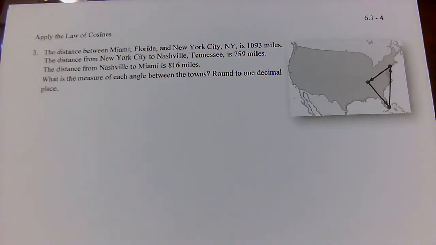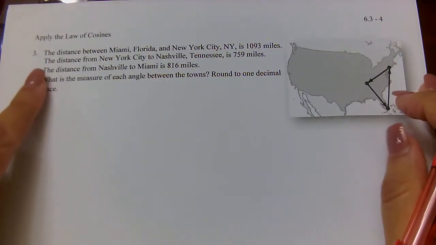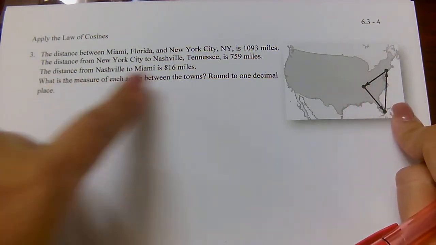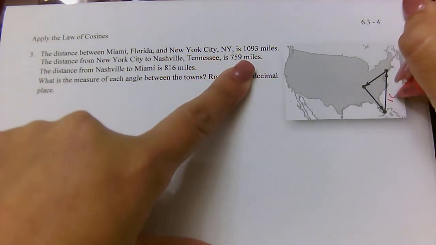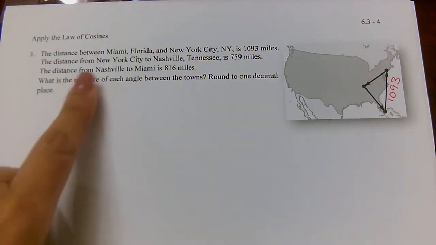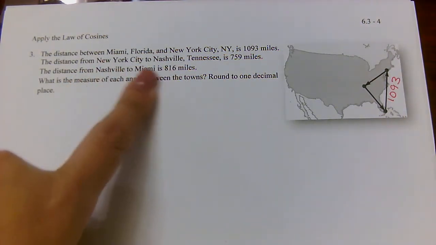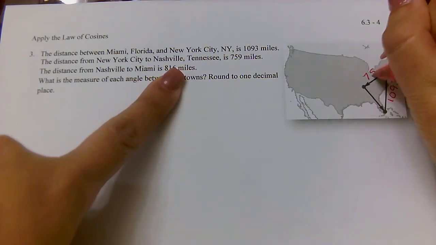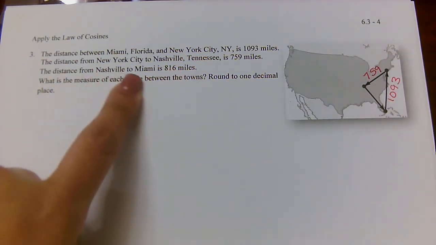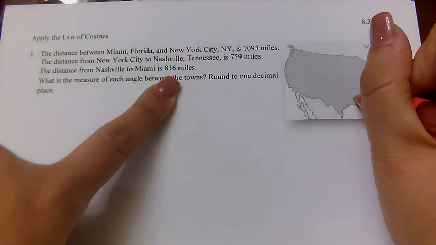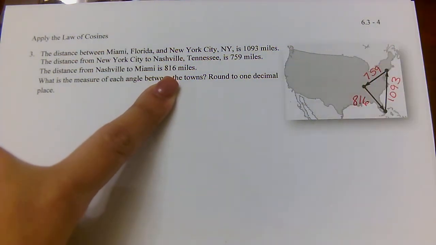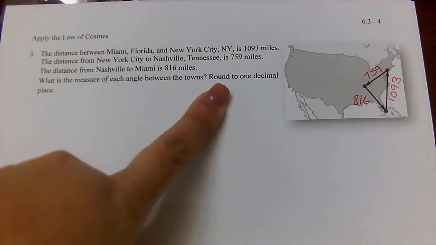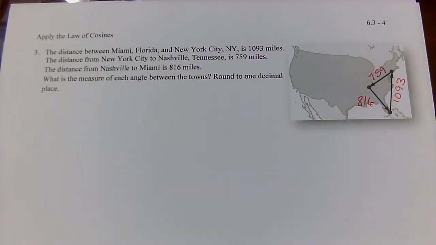All right. Okay, let's go ahead and do number 3. It says the distance between Miami, Florida, and New York is 1093 miles. The distance from New York to Nashville is going to be 759 miles. And the distance from Nashville to Miami is going to be 816 miles. What is the measurement of each angle between the towns? Round to one decimal place.